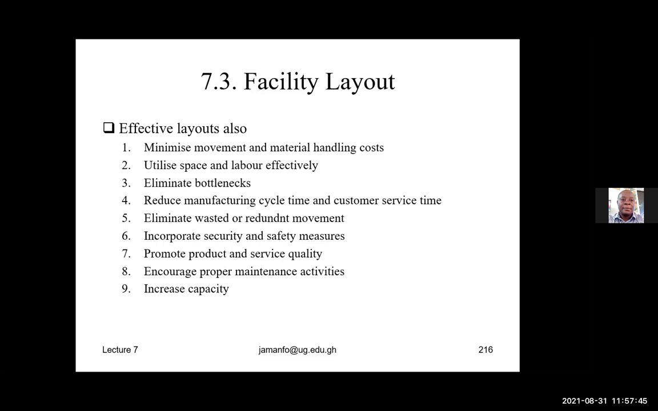So when this hairdresser has so many customers to attend to in a day, you see that the second stage, the drying stage, will become a bottleneck in the process. I hope it's clear. Yes, sir. It will constrain the flow of the resources through the system.